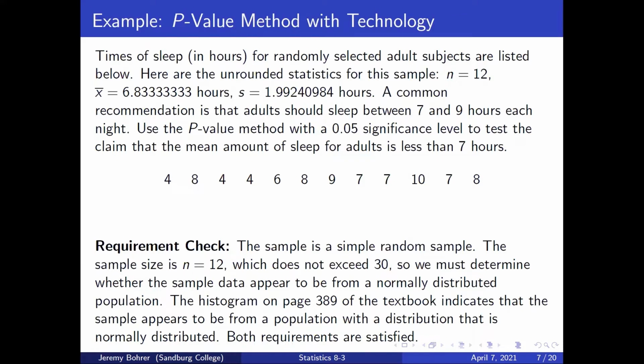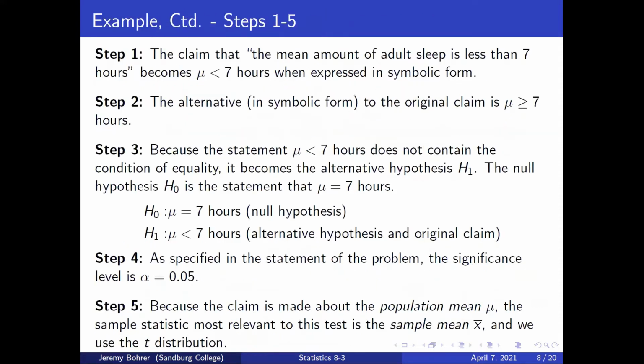The sample is a simple random sample. The sample size is n equals 12, which does not exceed 30, so we must determine whether the sample data appear to be from a normally distributed population. The histogram on page 389 of the textbook indicates that the sample appears to be from a population with a distribution that is normally distributed. Both requirements are satisfied.